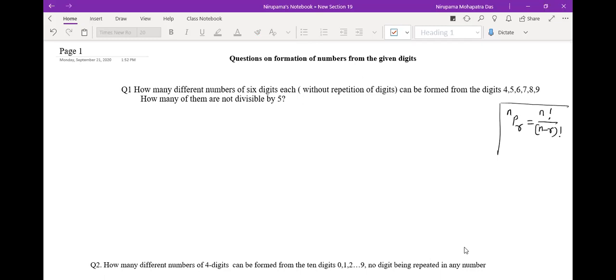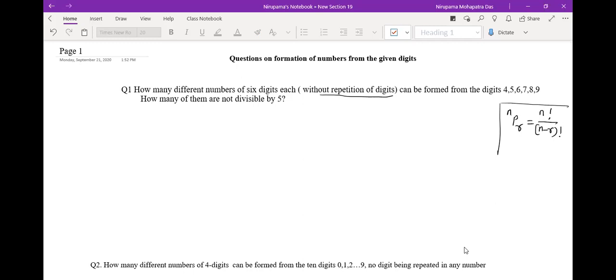The simplest question of today's class: how many different numbers of 6 digits can be formed from the digits 4, 5, 6, 7, 8, 9? Here it is also given without repetition of digits. It means no digit will be used more than once. This is the first part of the question. The second part of the question is how many of them are not divisible by 5.